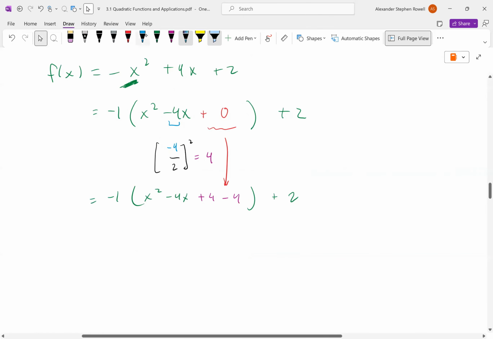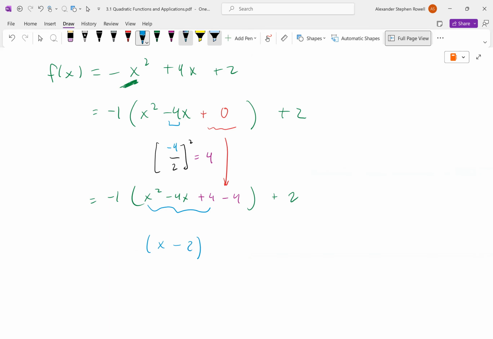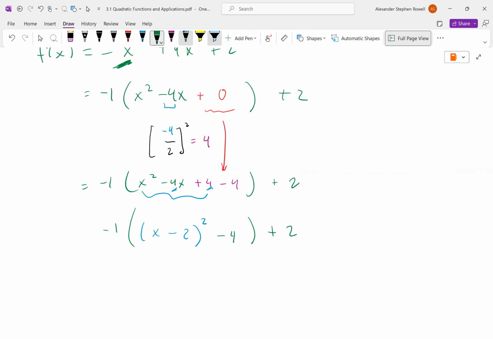What was the point of that? The point was that now this is a perfect square: x squared minus 4x plus 4. What does that factor into? X minus 2 squared. Just verify. -2 plus -2 is -4. -2 times -2 is +4. I still have the -4 here, the +2, and the -1 out in front.